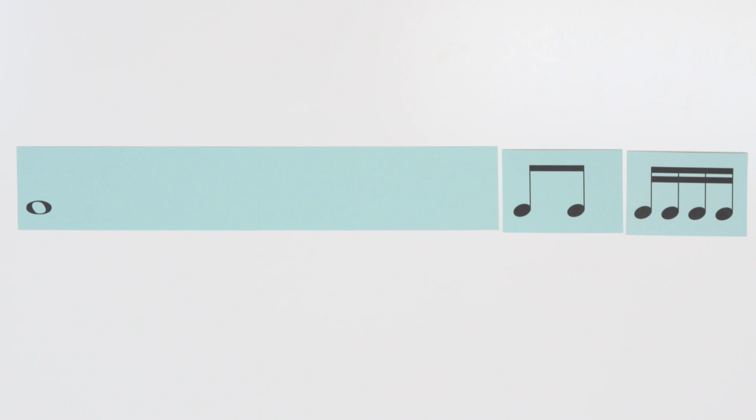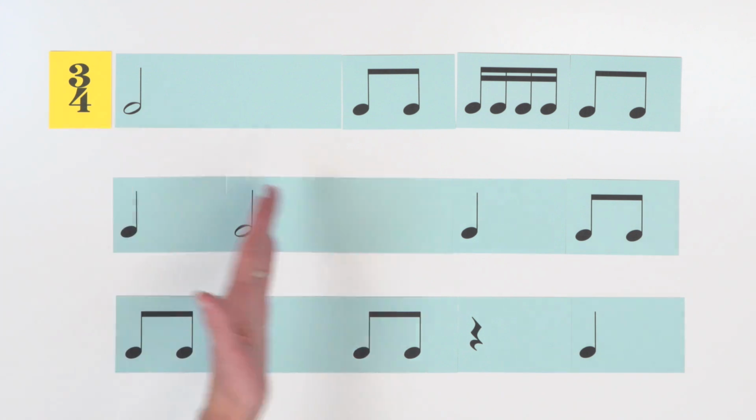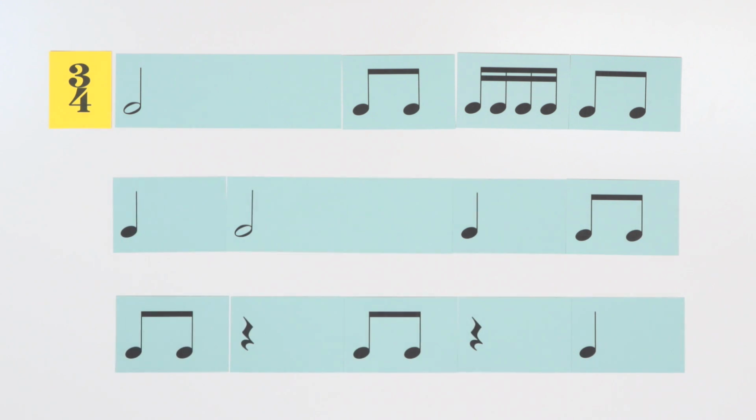Now let's try another game. This game is called Missing Bar Lines. I give you a time signature and a rhythm, and you have to figure out where the bar lines go. To help with this, you'll need to look at the top number of your time signature, which is 3. It's telling you there'll be 3 beats in every measure. Can you figure out where the first bar line goes and point to it on your screen?